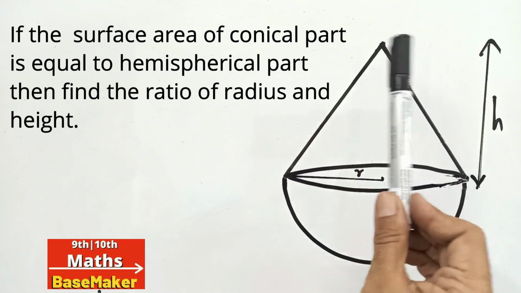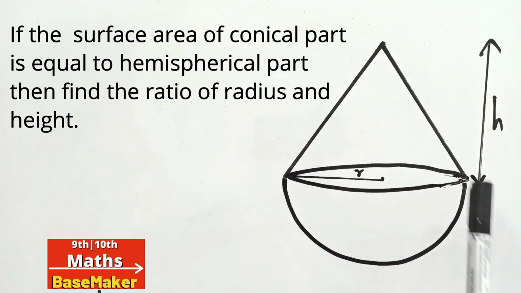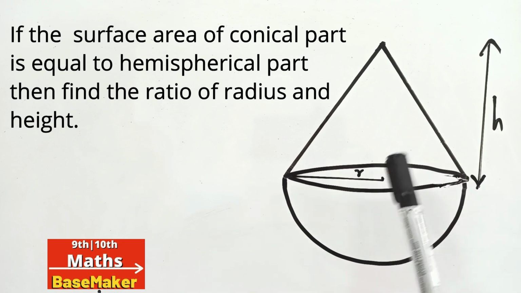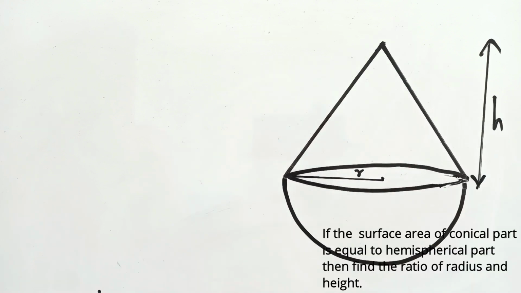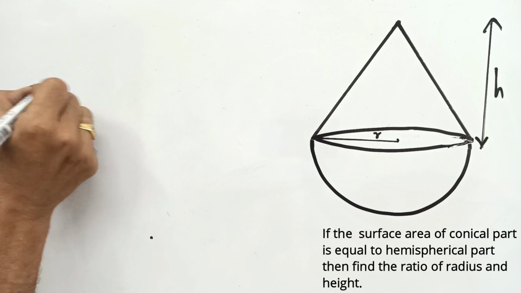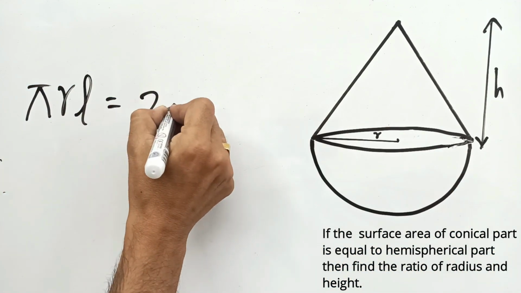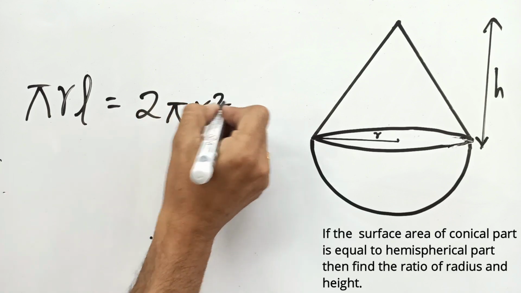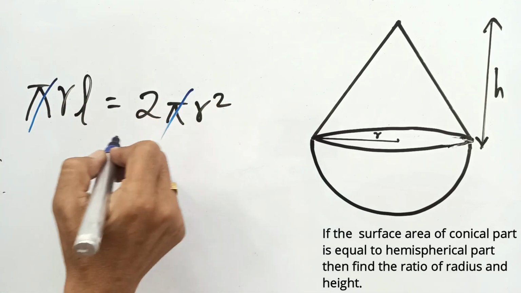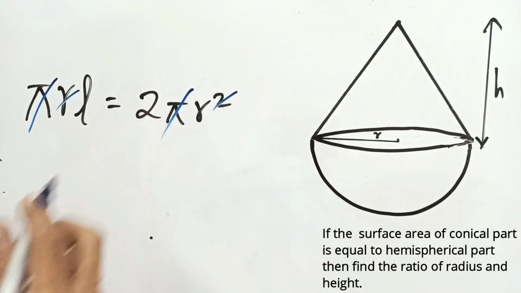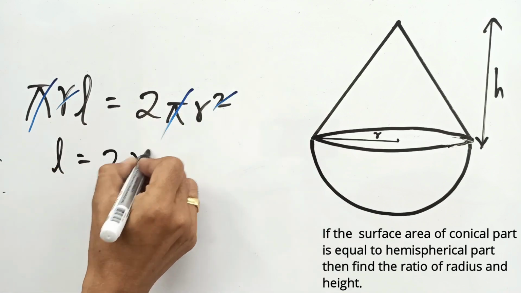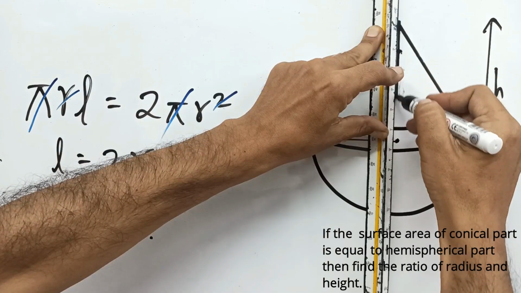The surface area of the conical part and hemispherical part of this vessel are equal. Then find out the ratio of radius and height of this conical part. Surface area of the conical part is pi R L and surface area of the hemispherical part is 2 pi R square. So here pi will be cancelled and one R will be cancelled. L is equal to 2R.